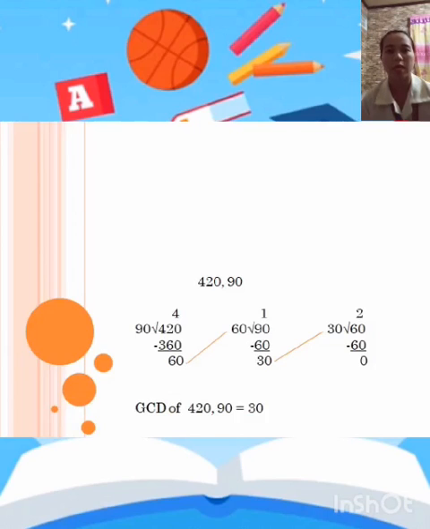is 30. The next divisor is 30 and the dividend is 60. Then subtract again the product of 2 and 30 from the dividend 60. Then the remainder is 0. The process is stopped because we made the remainder 0. So the greatest common divisor is the last non-zero remainder, which is 30. The greatest common divisor of 420 and 90 is 30.